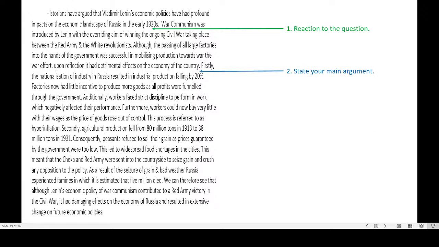So my main argument here is that although this war communism was successful in mobilizing Lenin and his troops to winning the civil war, it had detrimental effects on the economy of the people, which had obviously negative impacts for the people of Russia. Next, we need to provide factual evidence. So we're looking for 6 to 8 historically correct references here. We can see multiple. I think I've got more, 2, 4, 6, 8, 10 there. Yeah, so I've gone above and beyond there.